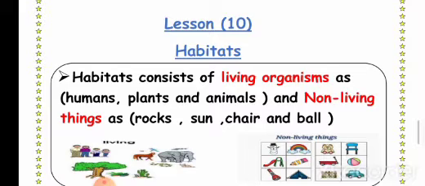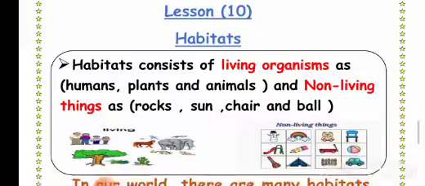What is the meaning of habitats, junior 3? Habitats consist of living organisms and non-living things. Living organisms, like humans, plants, and animals, are called living organisms. But non-living things like rocks, sun, chair, ball, door, and so on, are called non-living things. So any area containing living organisms and non-living things is called a habitat.